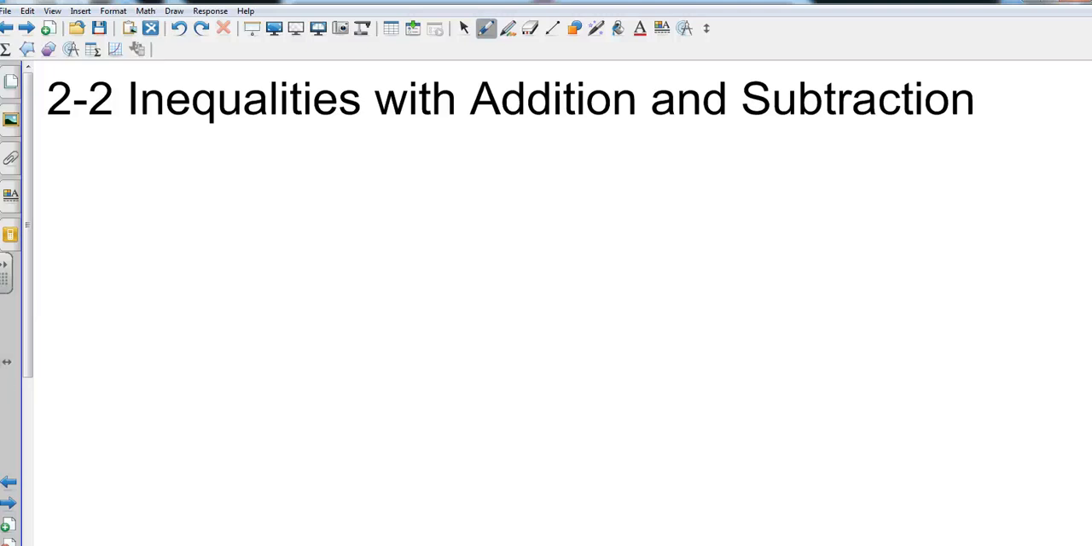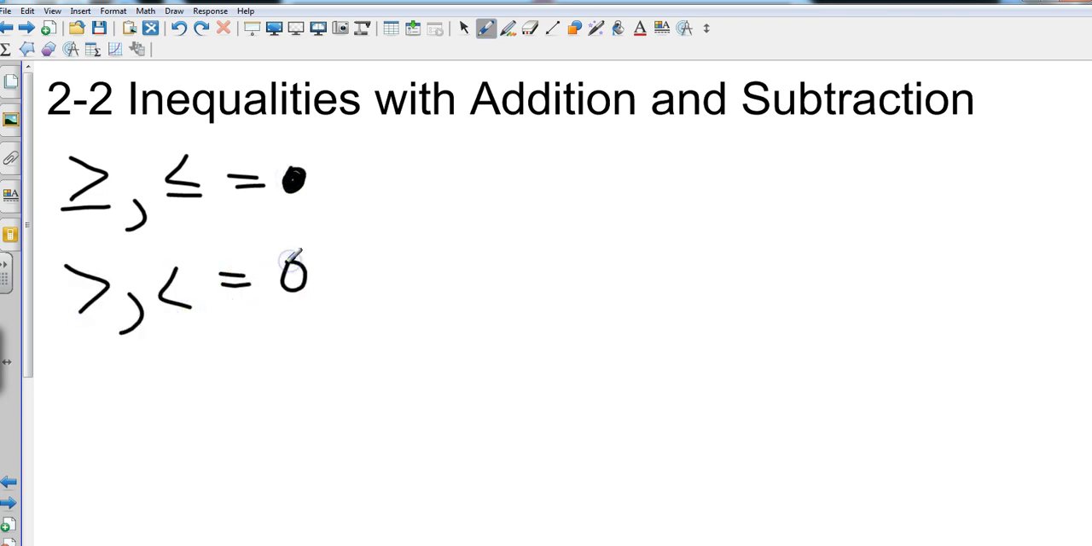Okay, so I introduced just a little bit of this in the last section. We're looking at Chapter 2, Section 2, Solving Inequalities Using Addition and Subtraction. Just keep a reminder: if we have greater than or equal to and less than or equal to, when we graph, we're going to use closed circles. And greater than and less than, when we graph, we're going to use open circles because we will be graphing these on a number line as well.